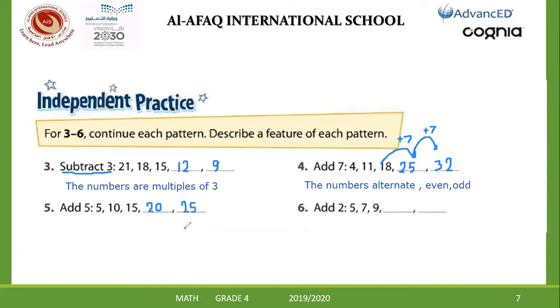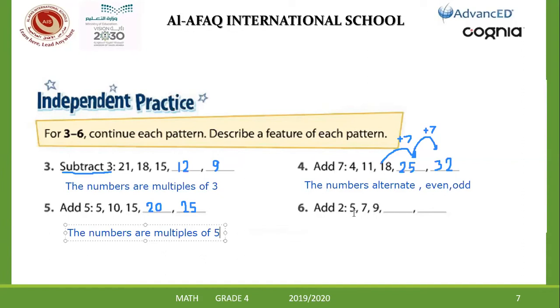You can describe these numbers as multiples of which number here? Of course, table 5. All the products for it are ending in 0 or 5. So here we can describe this pattern: the numbers are multiples of 5.